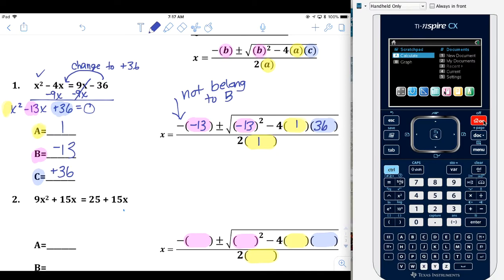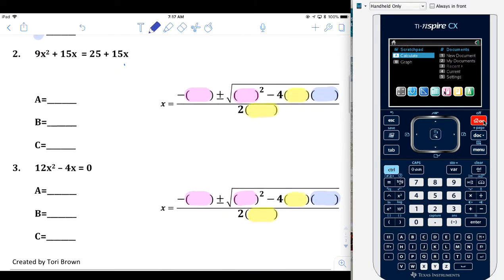Make it equal 0, get it in the right order, and then plug in your values. We'll talk about how to move into the calculator in just a second. All right, let's try the second problem.